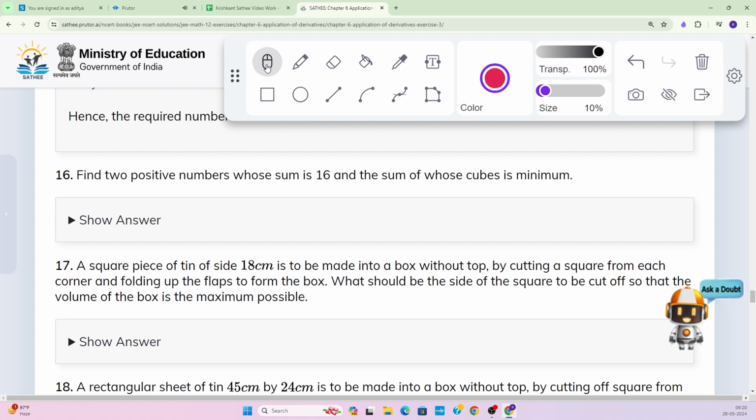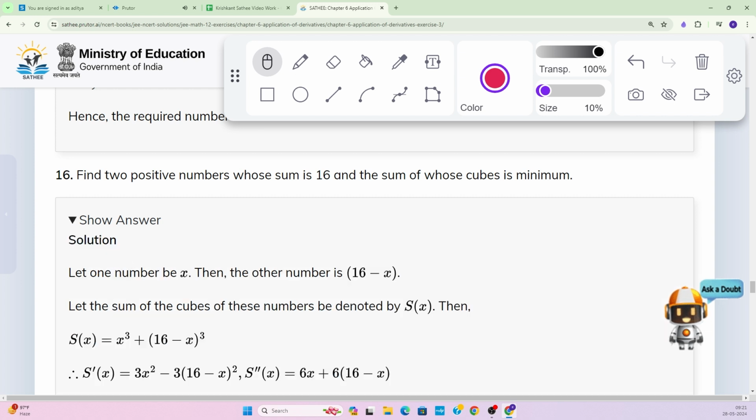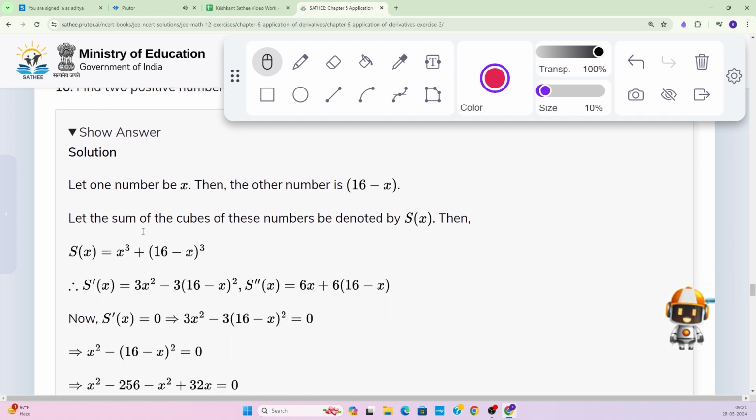And now question 16: two positive numbers whose sum is 16 and sum of whose cubes is minimum. Okay, you want the minimum of the sum of cubes. Two positive numbers whose sum is 16: x plus y is 16 and x cubed plus y cubed I want to be minimum. Okay, no problem. Replacing y as 16 minus x, putting it here, x cubed plus (16 minus x) cubed, you will get this expression.